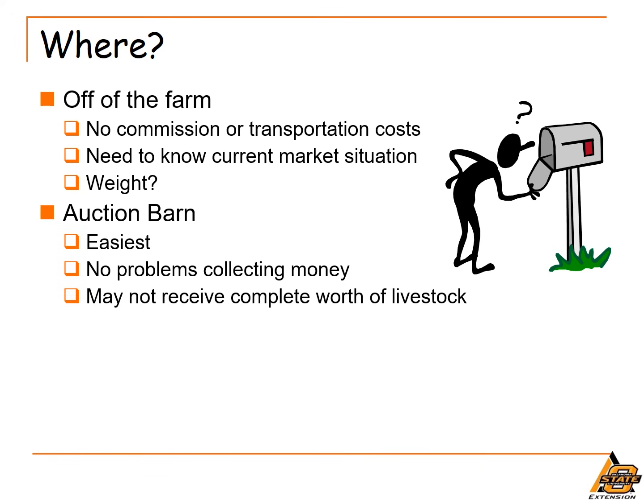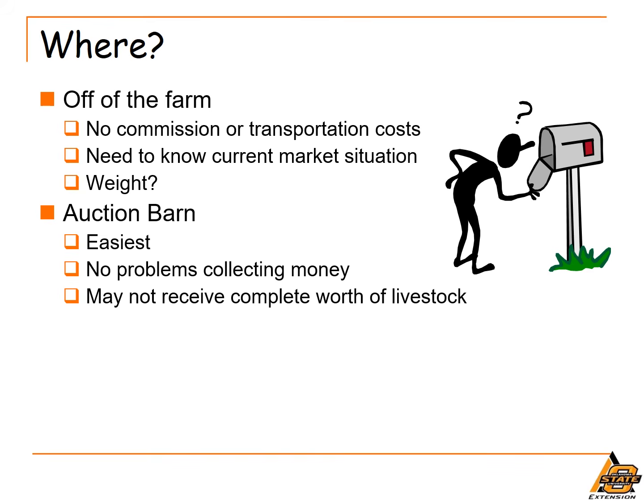The next place that we can go to, most livestock operators use, is what we call auction barns. They're the very easiest way to sell. Like I said, there's lots of them here in Oklahoma that we can use. There's no problems in collecting the money. Like I mentioned before, if we sell off the farm, we take the risk that payment is not going to be good. But when we go to auction barns, we're not worried about that payment. Payment's always good from those auction barns.